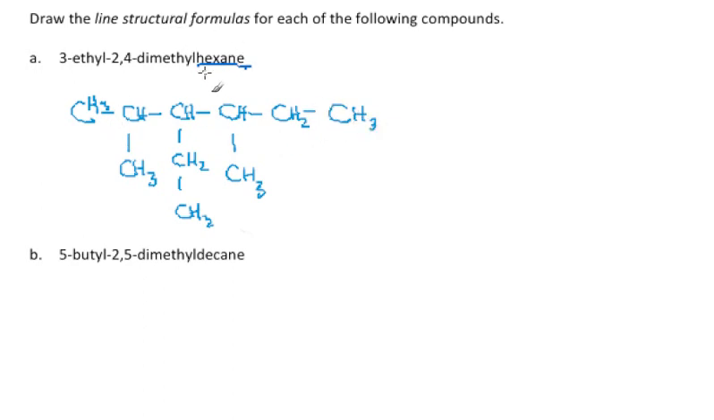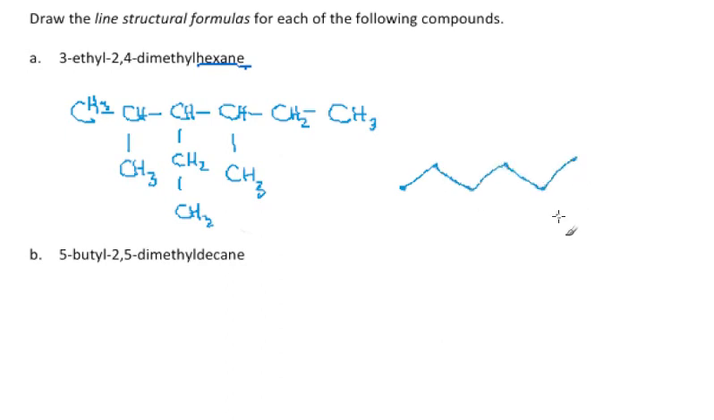If you're doing line structural, you cannot do straight lines, because if you go 1, 2, 3, 4, 5, 6, no one can read that. No one can tell how many carbons that's supposed to be. So when you go line structural, it is mandatory to zigzag them. You have to go, there's 1 carbon, 2, 3, 4, 5, 6.